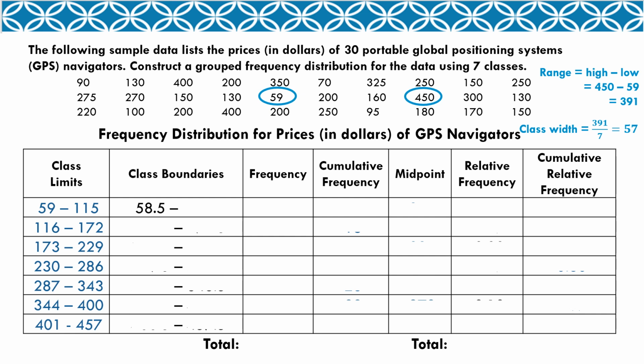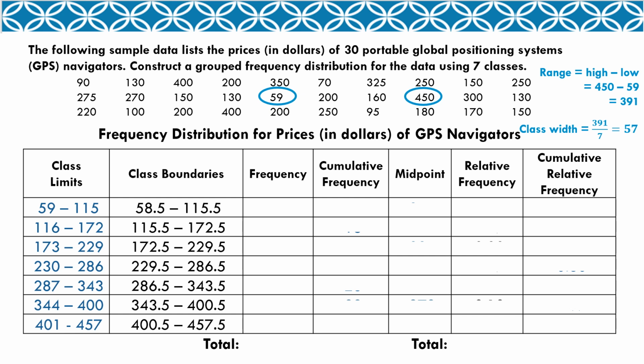Class boundaries. We are going to go down a half from 59 and up a half from 115. Remember, this is 58.5 up to, but not including 115.5. We'll actually begin with the 115.5 on the next class. That is one less than the 116. We are going to end the class boundary for that class by adding 0.5 to 172. Remember, that is 115.5 up to, but not including 172.5. The next class, lower class boundary, begins with 172.5, and we continue that process to get all of our class boundaries.